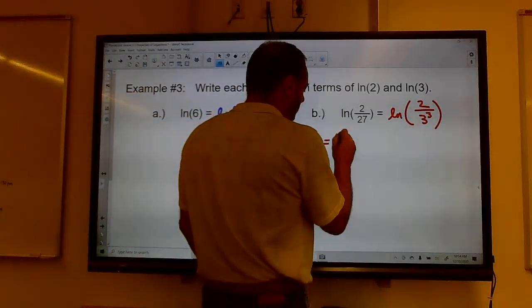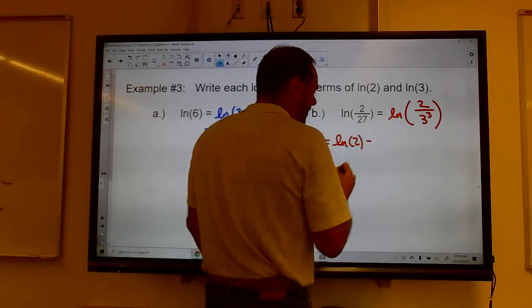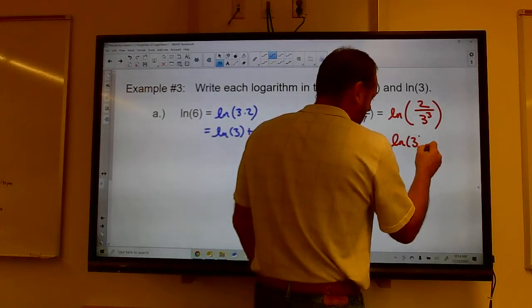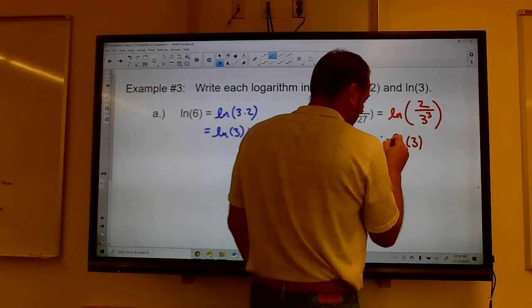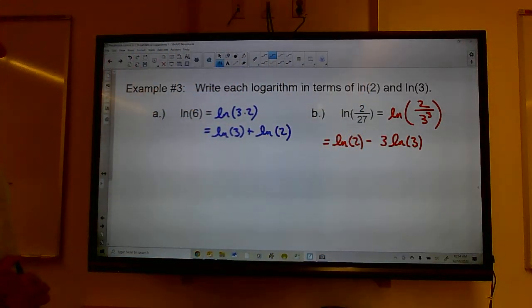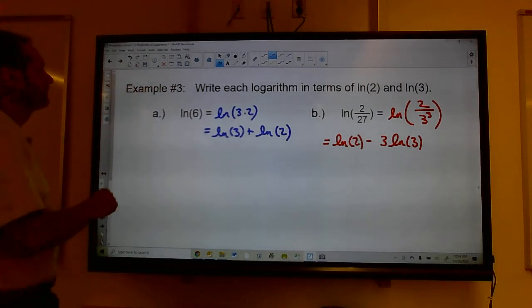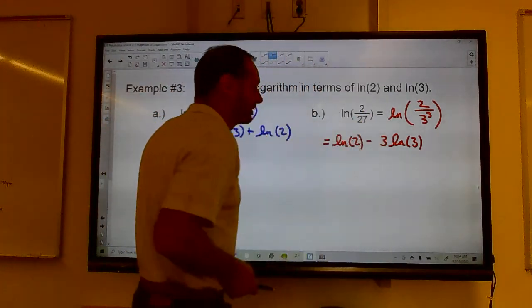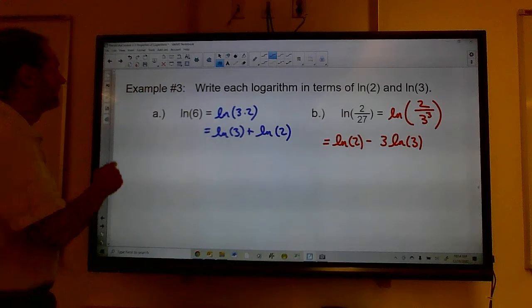So this is going to equal the natural log of 2 minus the natural log of 3, but I've got an exponent, so I'm going to pull that exponent out here in front. It's going to be like that. Natural log of 2 minus 3 times the natural log of 3. And again, you can do this on your calculator and confirm that those are the same numbers.